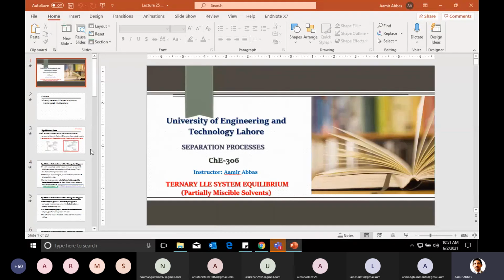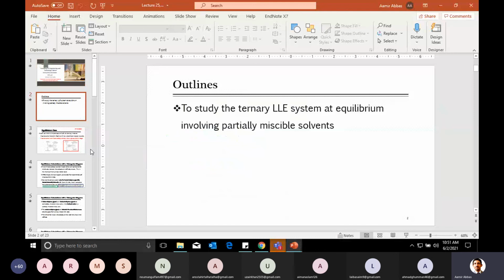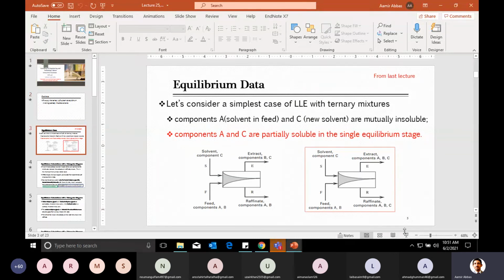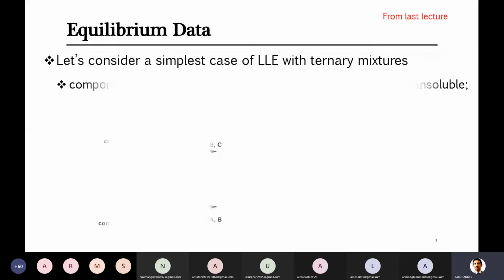Let's just start with this lecture. Tomorrow we will continue with this. So I will just introduce you to some basic things.